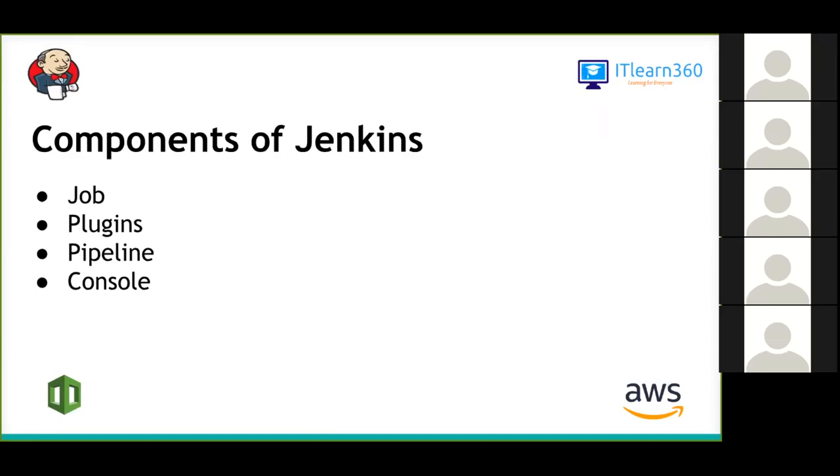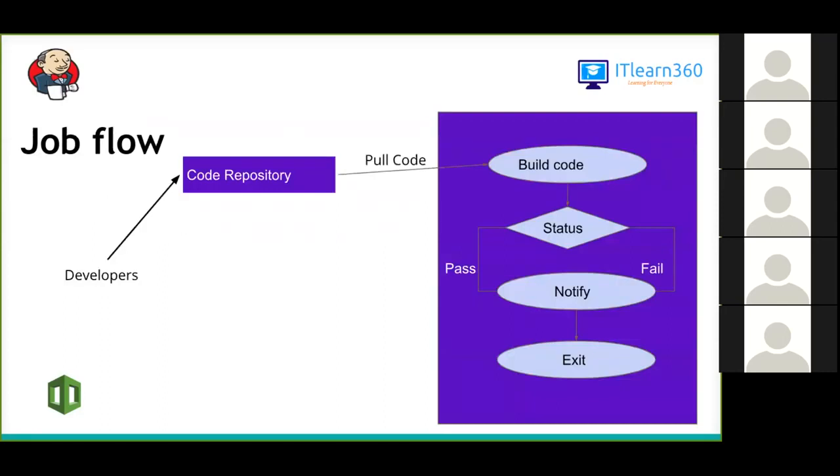Now the console. Just like we are very much aware of the Eclipse console, here we have a console on which we can see the output. The successful execution or the failure, whatever the status is, we can see on the console. Now this is all about the components of Jenkins. Let's go ahead and see the architecture.